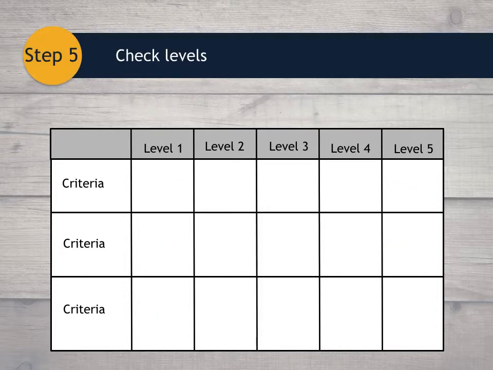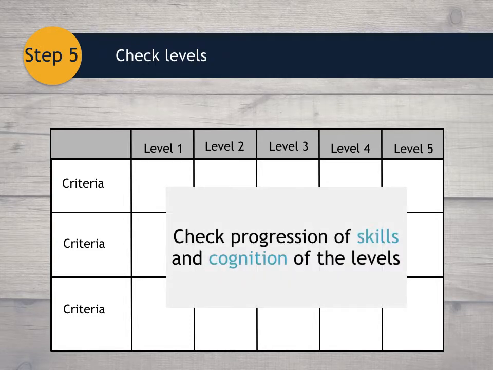And of course, like we said, step 5, it is essential that we check that there's a progression of skills and cognition of each of the levels, so that level 1 is clearly defined and is different to level 2, 3, 4, and 5. And if you don't get this right in the beginning, it is very difficult to assess a rubric or using a rubric. So make sure this is clear. Like I said right in the beginning, this is where a lot of people go wrong.